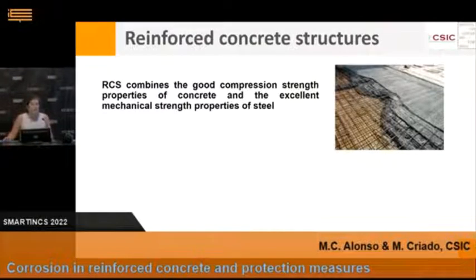Reinforced concrete structures combine the good compressive strength properties of the concrete and the excellent mechanical strength properties of the steel. Reinforced concrete materials have been used by designers, architects, and civil engineers to meet high mechanical strength, fire resistance, durability, safe adaptability, and low cost requirements. This explains why Portland cement has been the construction material par excellence for decades.